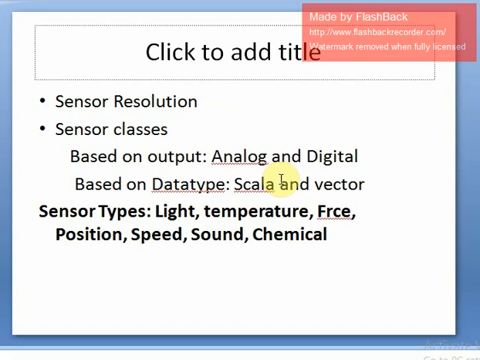On the contrary, we have the vector sensor. For example, the camera sensor or the accelerometer sensor, whose values depend on the orientation, on the direction in which the sensor is being put and the quantity it is measuring. So it depends on that. Finally, we have analog, digital, scalar, and vector sensors.